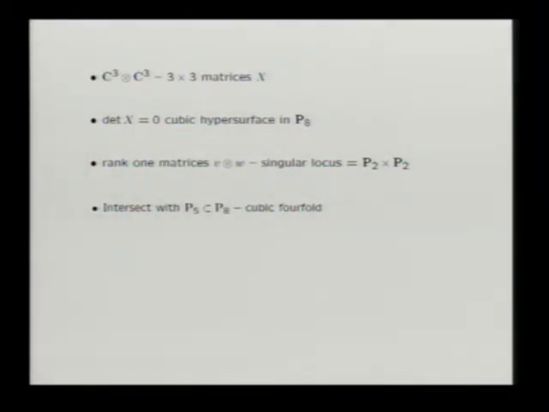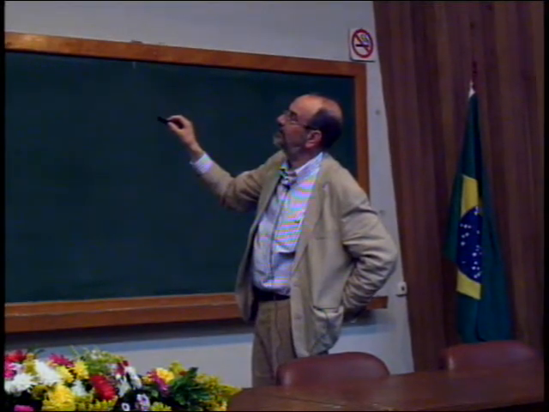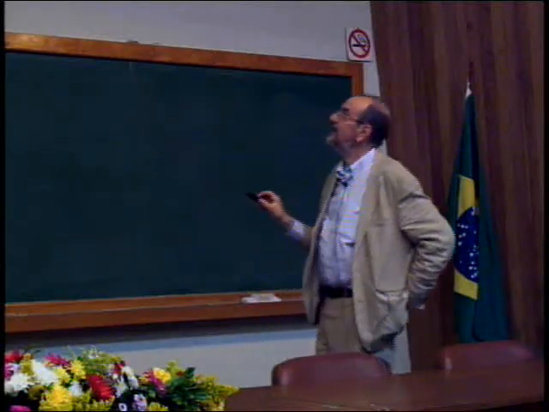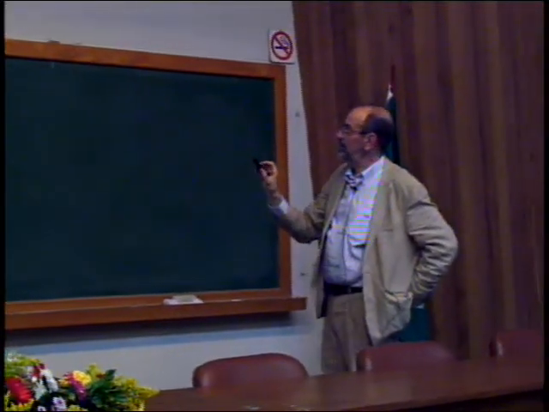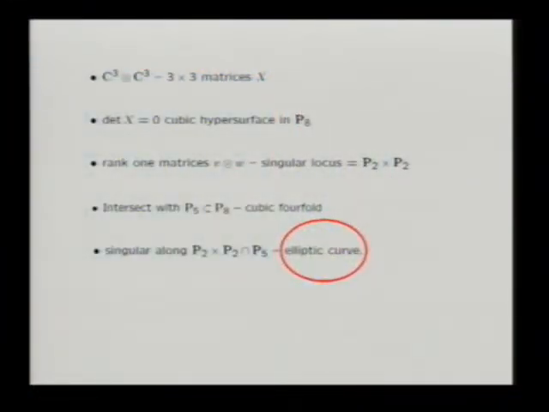And then you impose 3 linear relations on this. So you intersect with a copy of projective 5 space inside P8. And that gives us a cubic fourfold. And in fact, what you see is that when you impose 3 linear conditions on this P2 cross P2, what you find is that actually you get a curve. So this is 4-dimensional. You're imposing 3 linear conditions on it. You actually get a curve inside here, which is an elliptic curve which lives in 2 copies of P2.